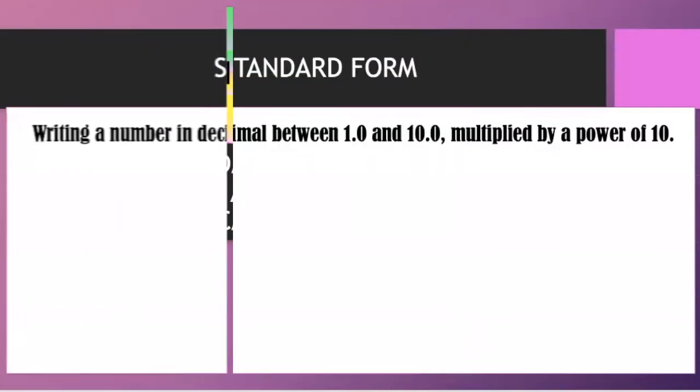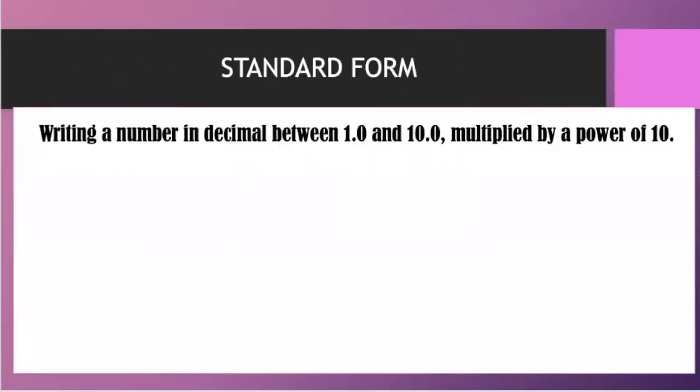Let's get started. So standard form is writing a number as a decimal between 1 and 10, multiplied by a power of 10. So I'm going to look at examples where I show that we have to write the number so that it lies between 1 and 10.